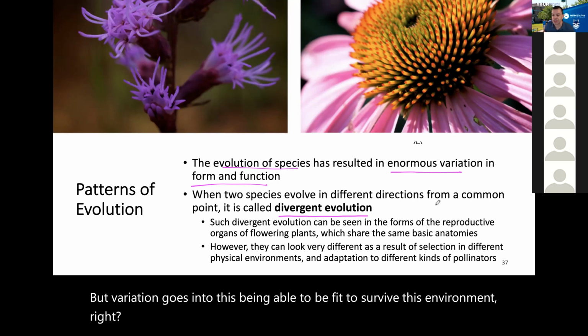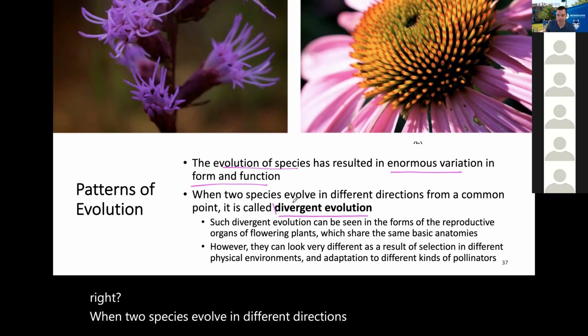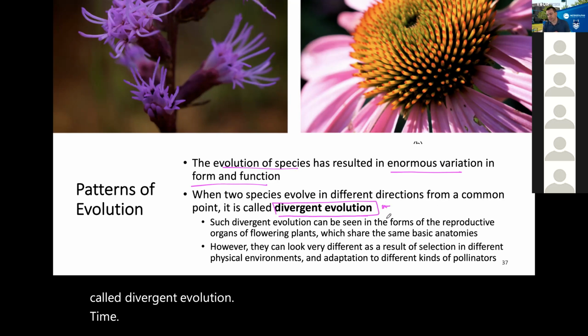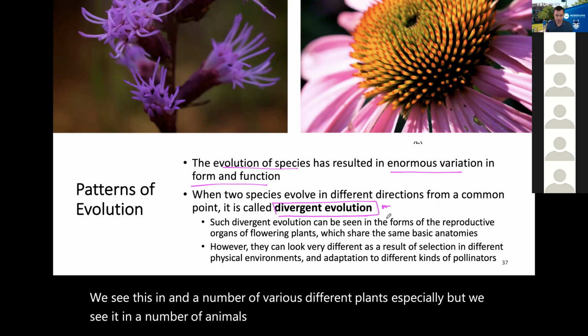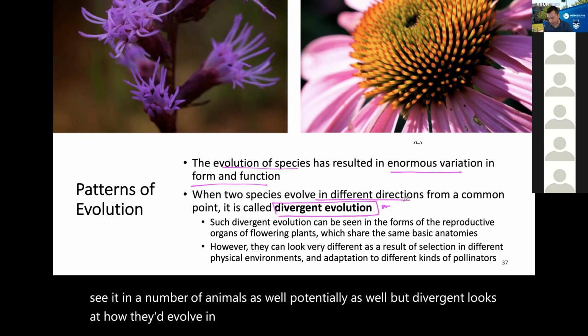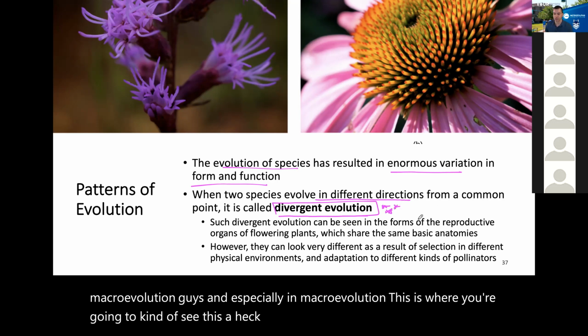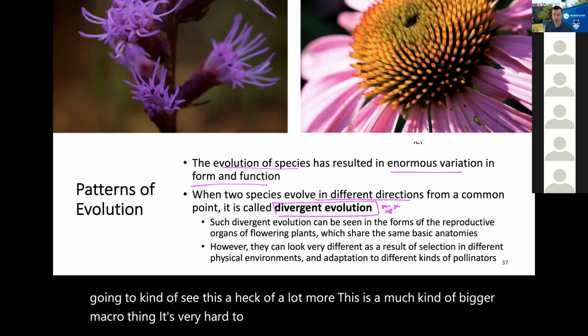When two species evolve in different directions from a common point, it's called divergent evolution. We see this in a number of various different plants, especially, but we see it in a number of animals as well, potentially. But divergent looks at how they evolve in different directions. And we're going to look at micro and macro evolution, guys. Especially in macro evolution, this is where you're going to see this a heck of a lot more. This is a much bigger macro thing. It's very hard to see divergent evolution on a micro scale. It's seen over a course of millennia.